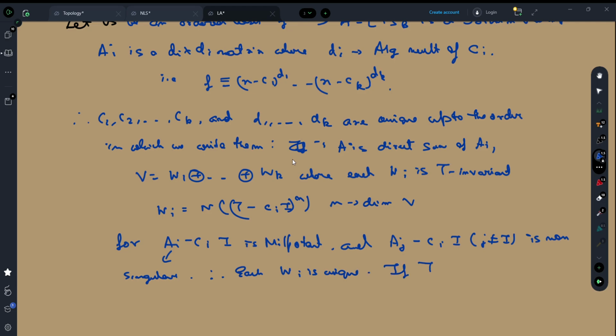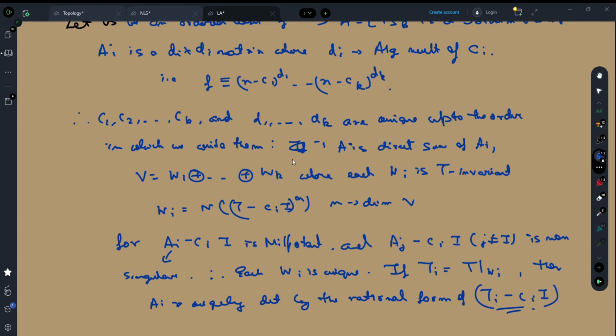Therefore, each Wi is unique, and if we induce the linear operator Ti by T, then obviously, as I said, Ai was the matrix representation of each of these Ti. Right? So if Wi is unique, this Ti should be unique. So Ai should be uniquely determined by the rational form of Ti minus Ci I. Okay, so that's what we are talking about.